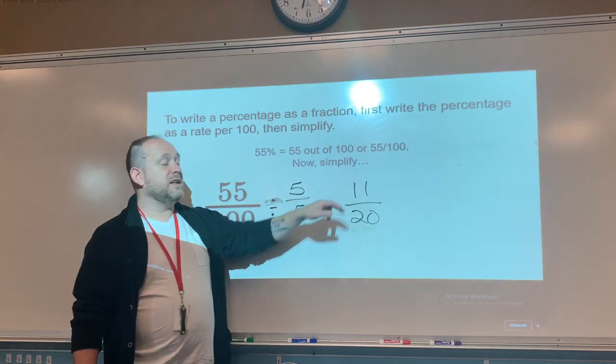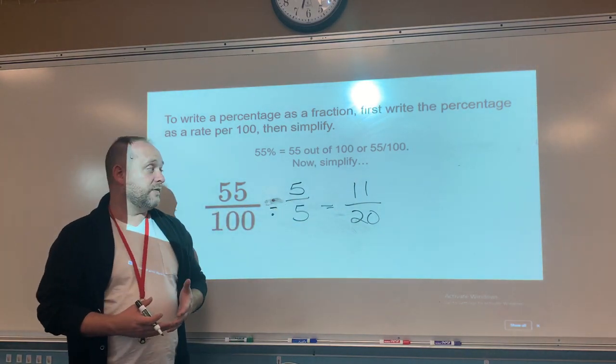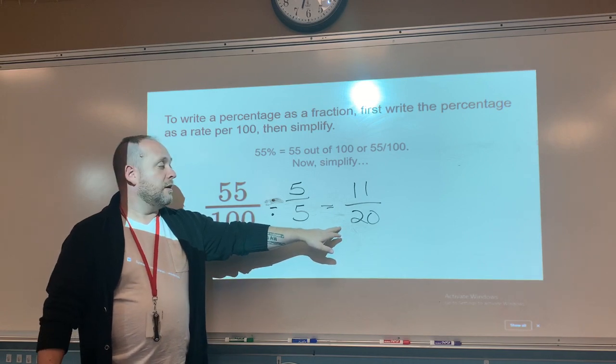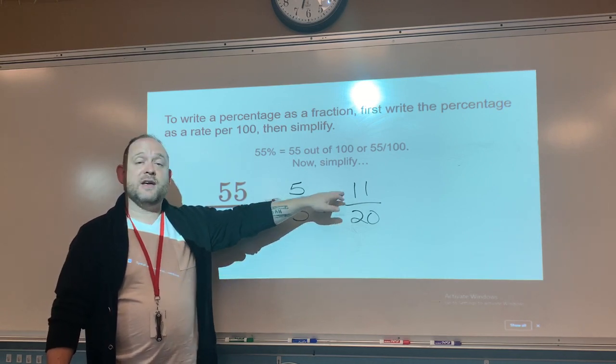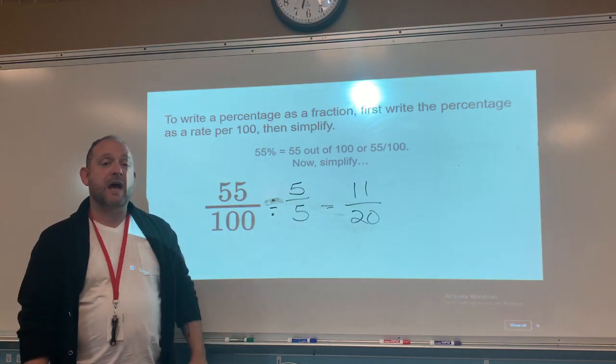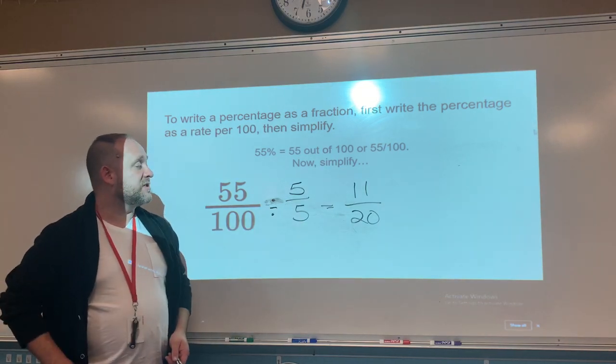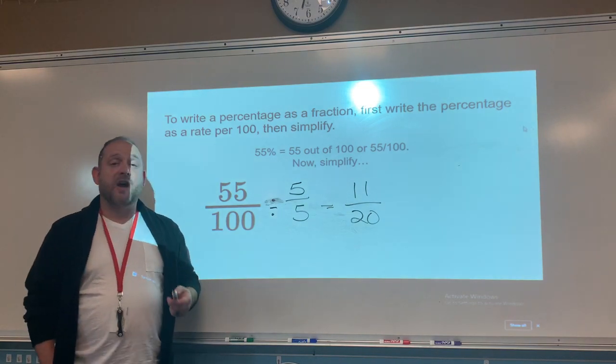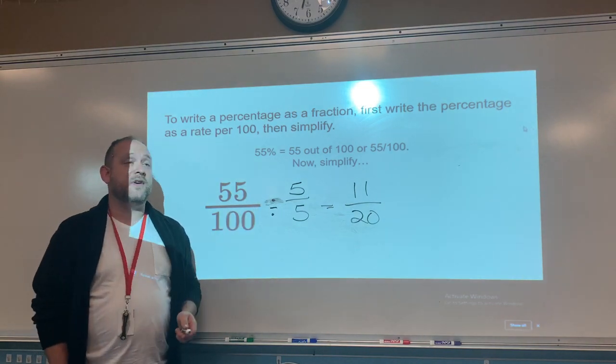11 being prime means that I can't simplify this any further. Even though 20 has different factors that I could use, 11 does not. I can't divide them by the same thing. That means my fraction now is in lowest terms. So 11/20ths would be the fraction in lowest terms that goes with 55%.